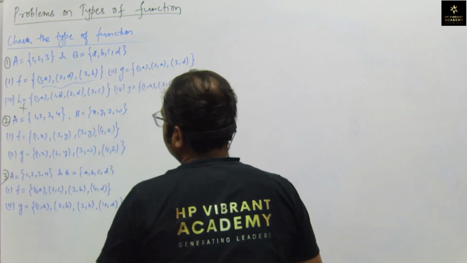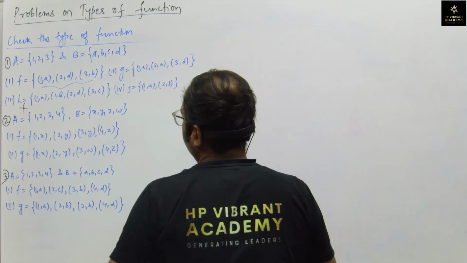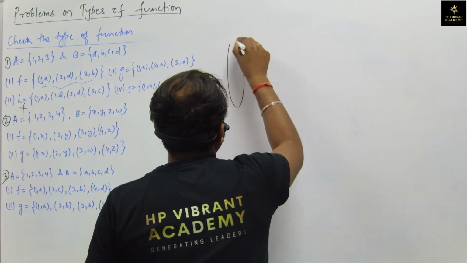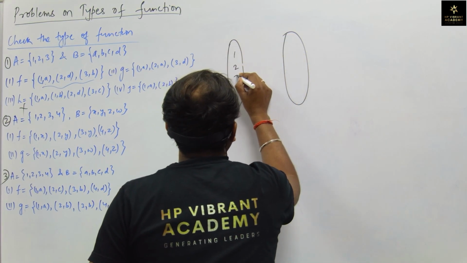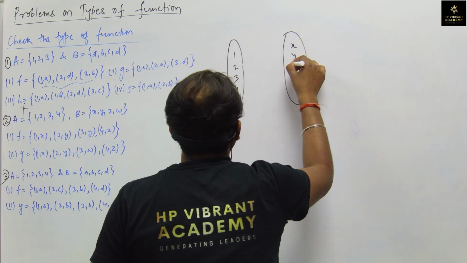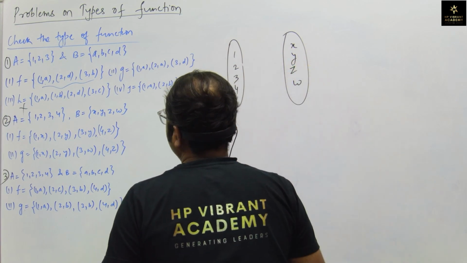Let us discuss this second question. So we have the set A, and let us take the elements in set B. The elements in set A are 1, 2, 3 and 4. In set B we have X, Y, Z and W. Let us do the mapping.